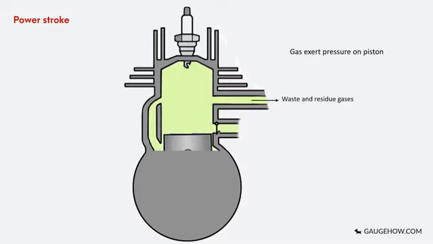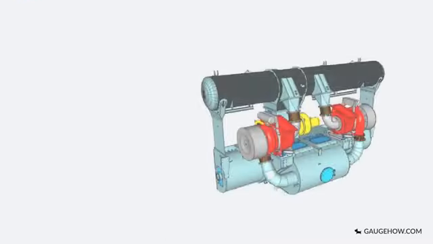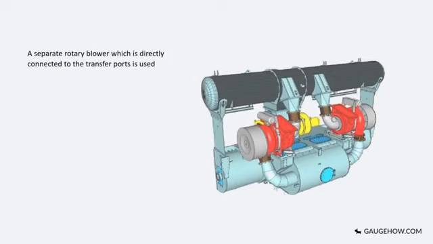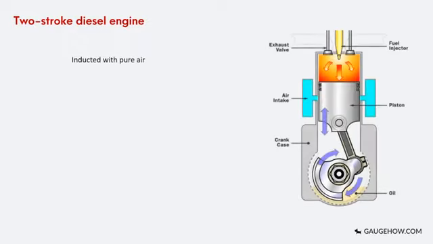Some other types of two-stroke engine exist in which instead of using the crankcase and piston's upper side as the fresh charge pump, we are using a separate rotary blower which is directly connected to the transfer ports. Exhaust valve is absent in this. These are widely used in marine and rail engines. Two-stroke diesels are inducted with pure air, not an air-fuel mixture. Their fuel is injected only after all ports have closed. This would prevent any sort of loss.